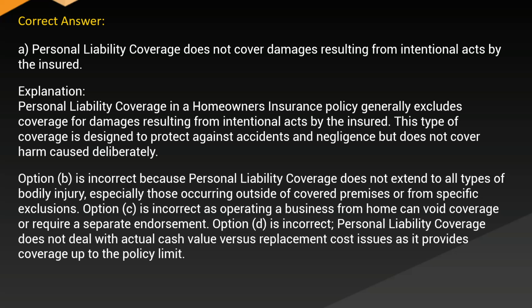Option B is incorrect because personal liability coverage does not extend to all types of bodily injury, especially those occurring outside of covered premises or from specific exclusions. Option C is incorrect as operating a business from home can void coverage or require a separate endorsement. Option D is incorrect. Personal liability coverage does not deal with actual cash value versus replacement cost issues as it provides coverage up to the policy limit.